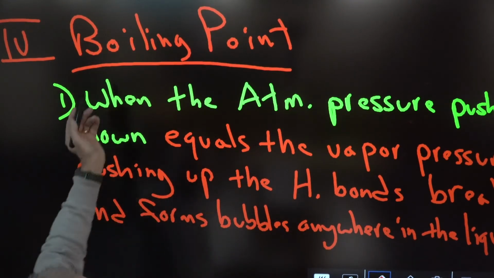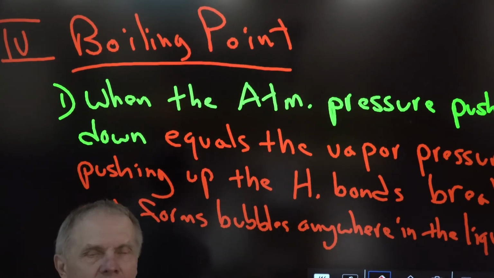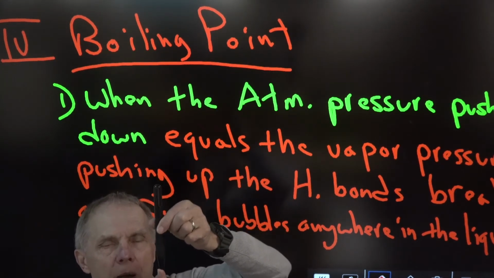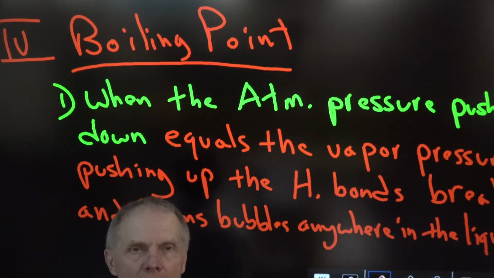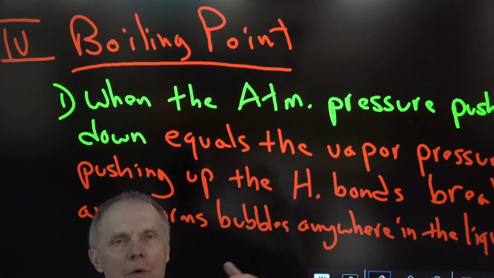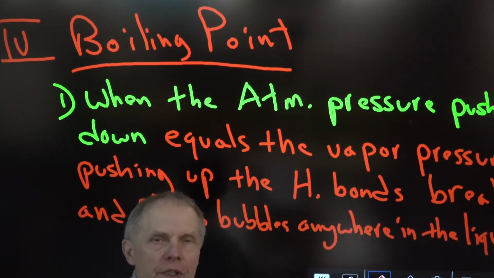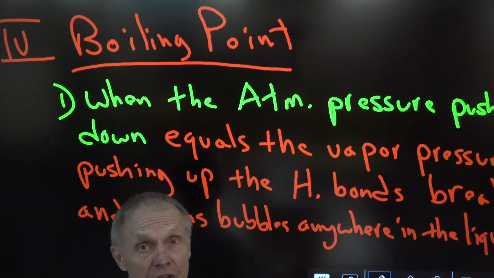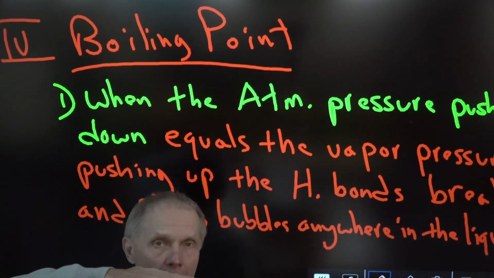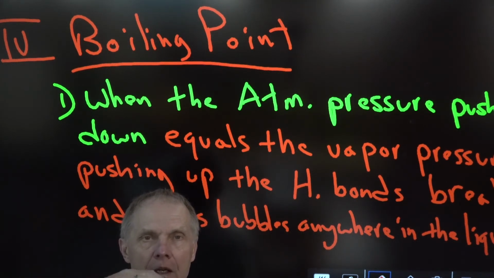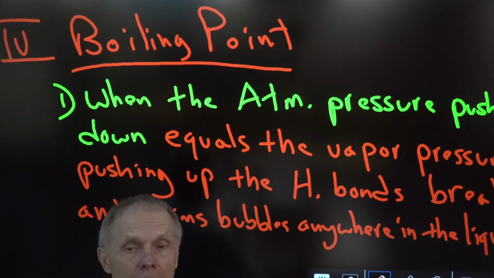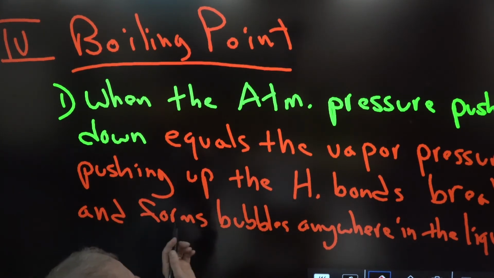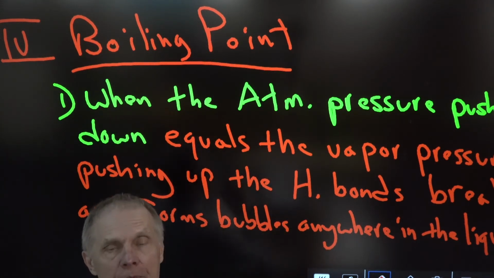Okay, so the boiling point. This is really easy to remember. When the atmospheric pressure pushing down equals the vapor pressure pushing up. What happens is when those two equal each other, then the water will boil and it will turn from liquid to gas anywhere in the liquid. It's not like evaporation. Evaporation only occurs at the surface at all temperatures. Okay? So boiling occurs anywhere in the liquid column as long as the two equal each other. So there is the atmospheric pressure down equals vapor pressure up.